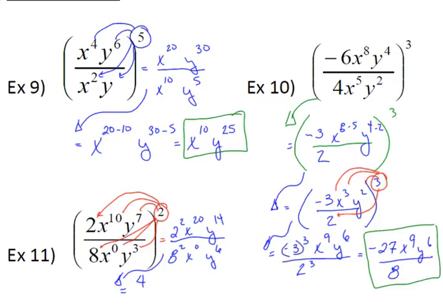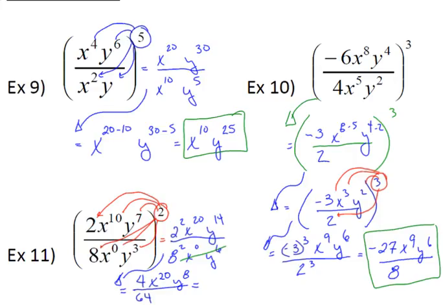Simplifying, I have 4. Here I'm going to do x, which would be 20 minus 0, which would be 20. Y, 14 minus 6, which would be 8. On the bottom, I have already taken care of these variables here by subtraction. But here I have to do 8 to the 2nd power. 8 to the 2nd power is 64.